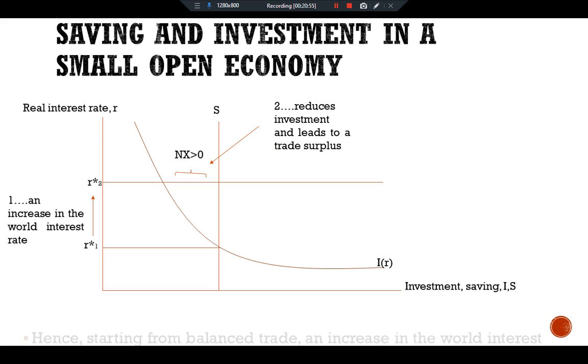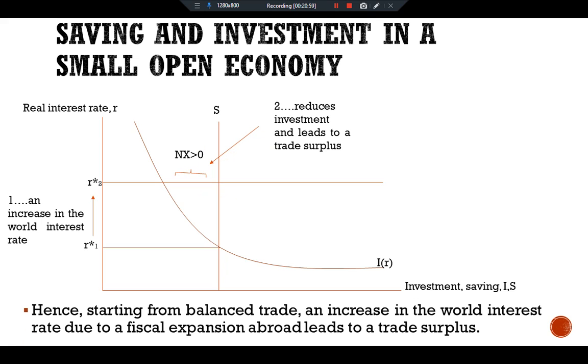Okay, hence we found that starting from the balance, an increase in the world interest rate due to our fiscal expansion abroad leads to a trade surplus in a small open economy. So it is clear that fiscal expansion in a foreign economy large enough to influence the world saving and investment raises the world interest rate from R static 1 to R static 2. The higher world interest rate reduces the investment in the small open economy and causes a trade surplus.